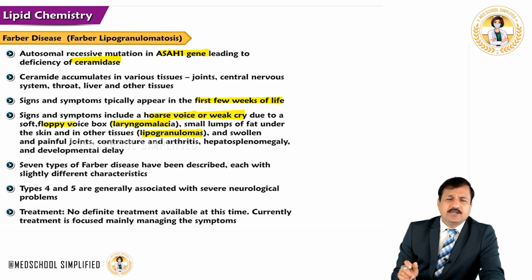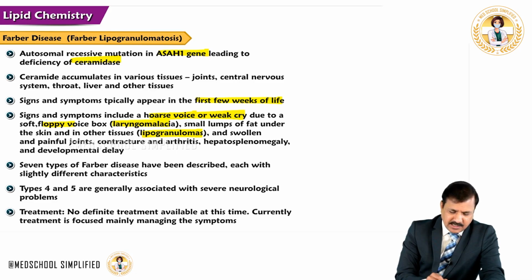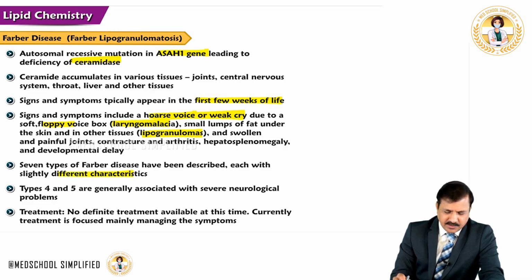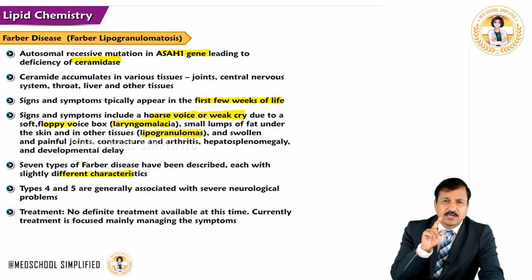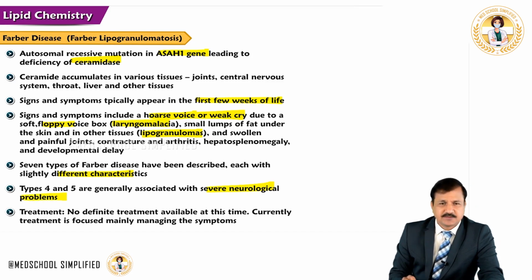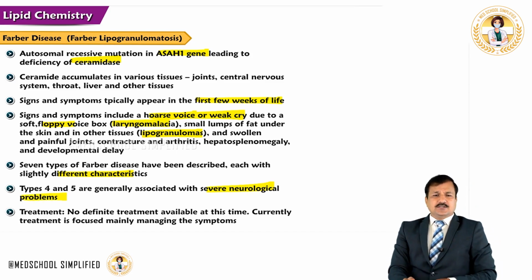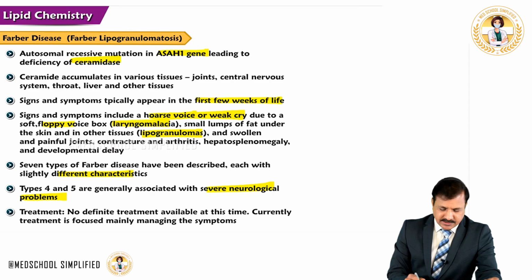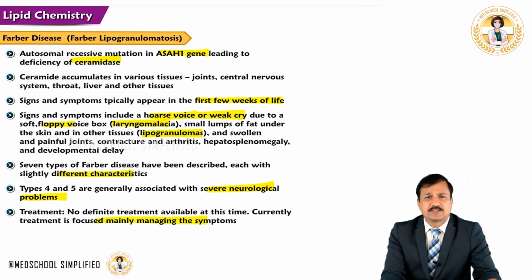Alright, so 7 types of Farber disease have been described, each with slightly different characteristics. Just to name type 4 and 5, they are generally associated with severe neurological problems. So treatment, there is no definite treatment available at this time. Currently, treatment is focused mainly on managing the symptoms.